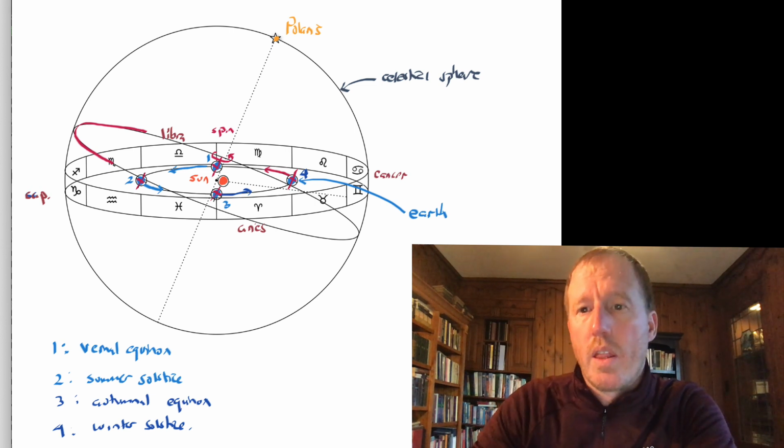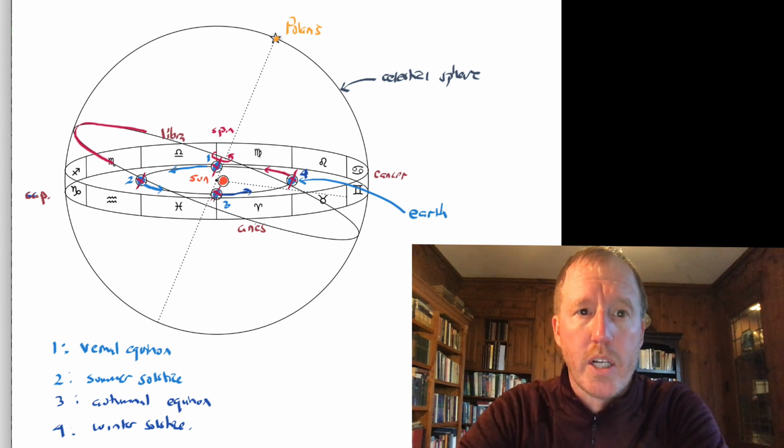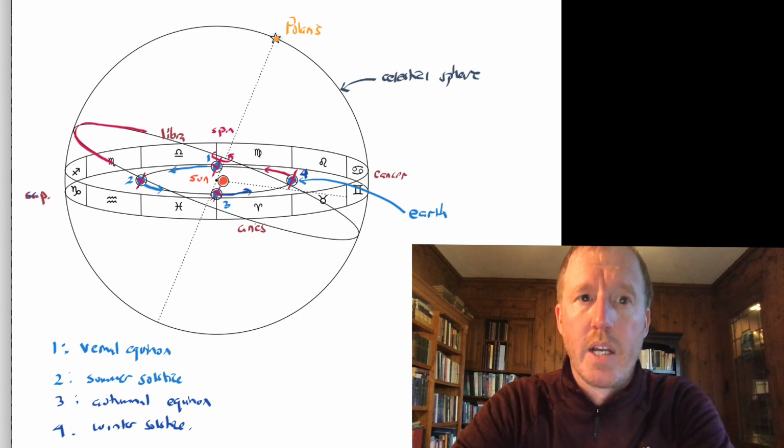Okay, so that's a brief explanation of the Copernican worldview. This is a summary of what he's talking about in this chapter.